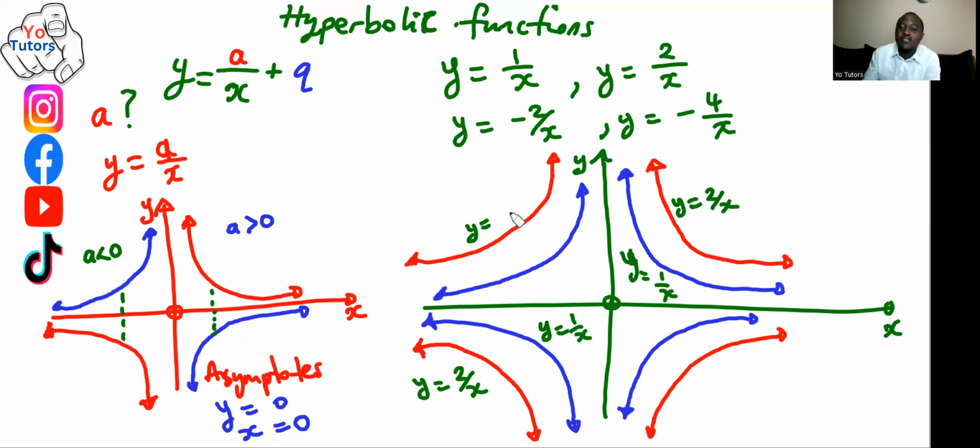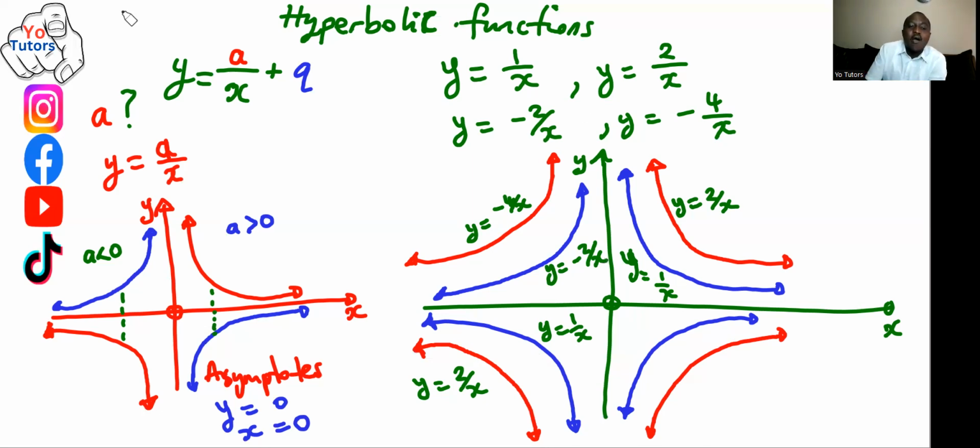So this is y equal to negative 4 over x, and this is y equal to negative 2 over x. So you know that whenever you see a negative on this graph, it's in the second quadrant and fourth quadrant. So negative, second and fourth. Then the positive is first and third. That's all you need to remember, guys.